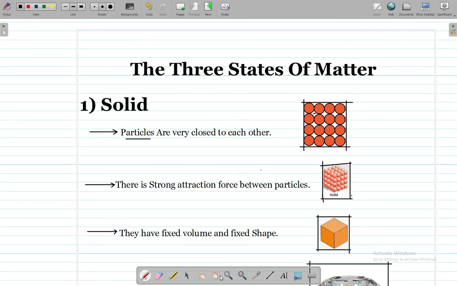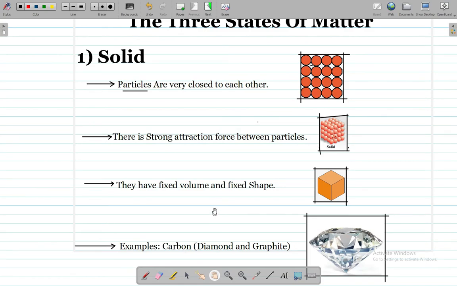The third property of solids says that they have fixed volume and fixed shape. As you can see, the shape is quite fixed, and the volume inside it, as you can see in this diagram, is fixed, and it is actually not variable, that it is changing every second.